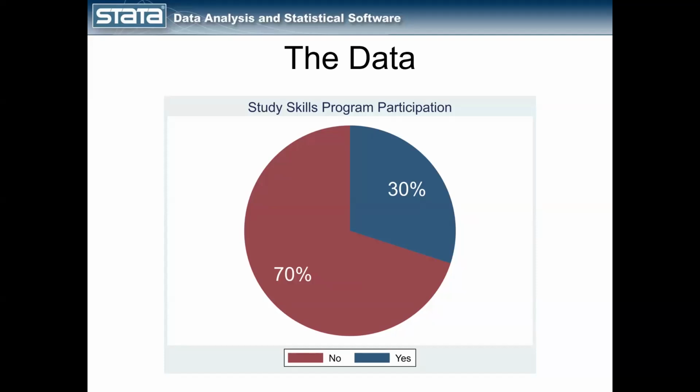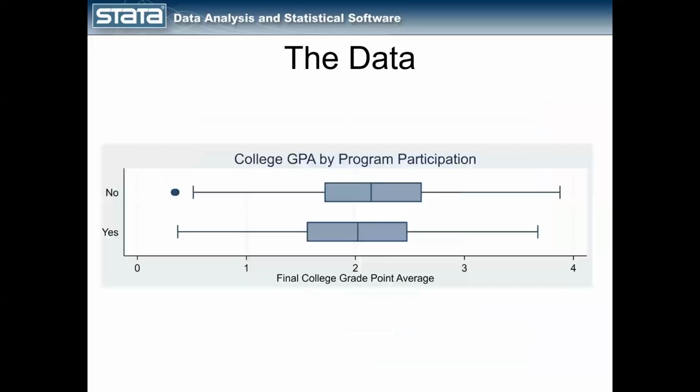And if I didn't look at this, I might make the assumption that it's 50-50, because if I was doing an experiment, I would probably randomly allocate 50-50, but this is 30-70. Only 30% of my sample actually took the study skills program, the intervention of interest. So again, just a feature of the data.